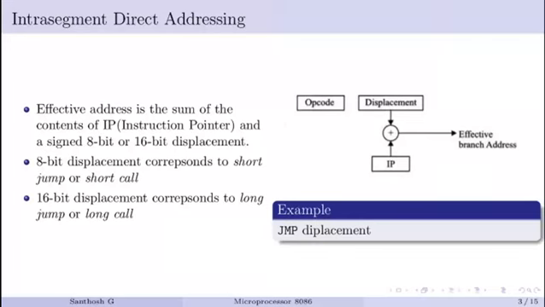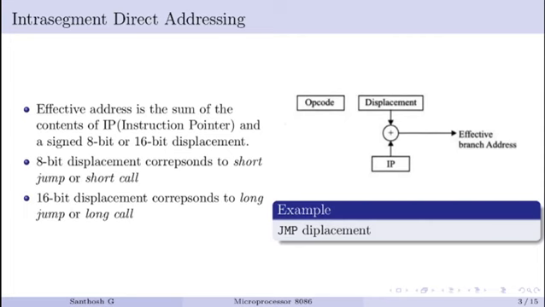The first one is the intra-segment direct addressing. Intra-segment addressing means the location to which control is to be transferred is within the current code segment. And direct addressing means the displacement of the location is specified within the instruction itself. Now, if the displacement is an 8-bit displacement, it is called a short jump or a short call. And if the displacement is 16-bit, then it is called a long jump or a long call.